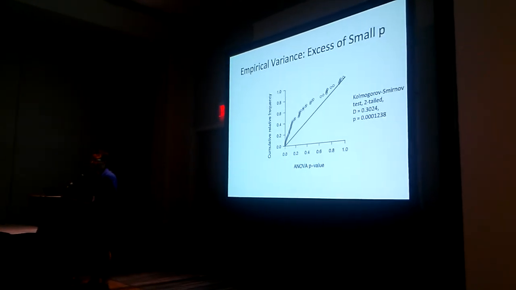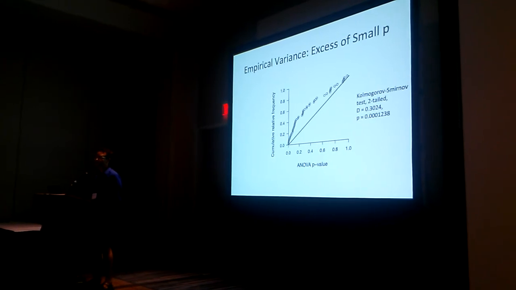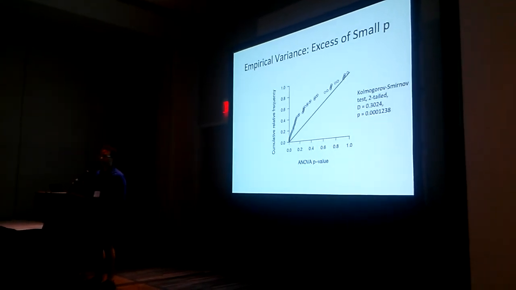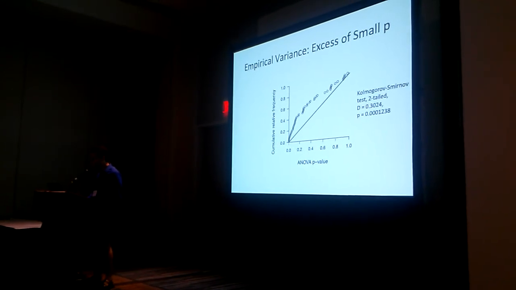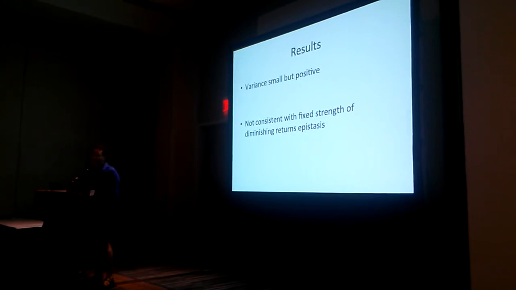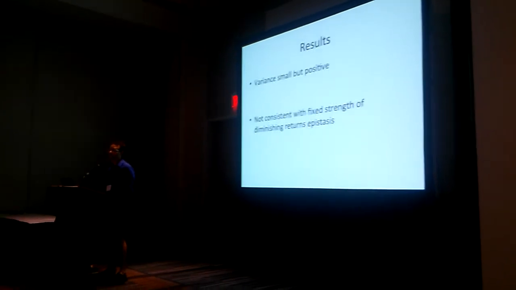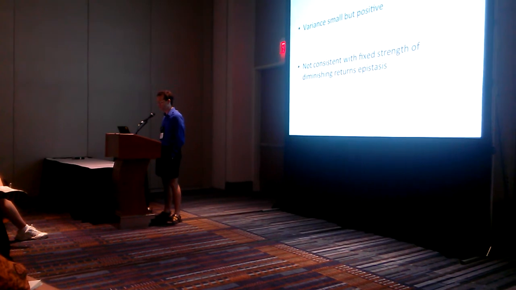This is from the pooled data. I can tell you that this is also true individually from either the data set we published back in the fall or my new data that I went through separately. So our overall results tend to be that our variance is small but positive, and that this is not consistent with a fixed strength of diminishing returns epistasis. But this is much more likely to be explained by diminishing returns epistasis varying over time.